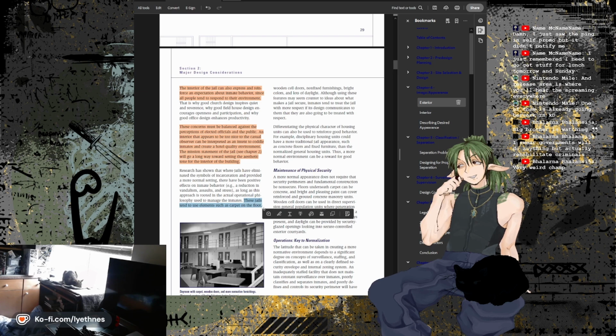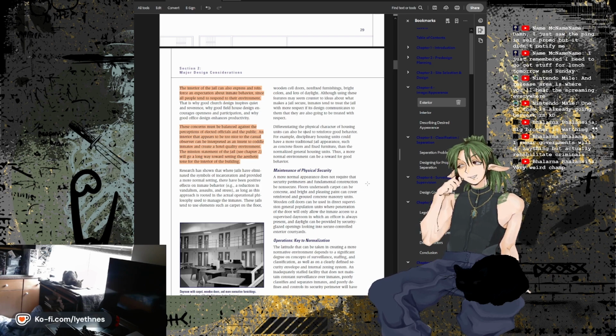These jails tend to use elements such as carpet on the floor, wood cell doors, non-fixed furnishing, bright colors, and lots of daylight. Although using these features may seem counter to ideas about what makes a jail secure, inmates tend to treat the jail with more respect if its design communicates to them that they are also going to be treated with respect.